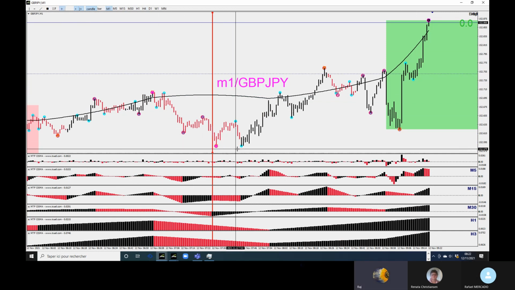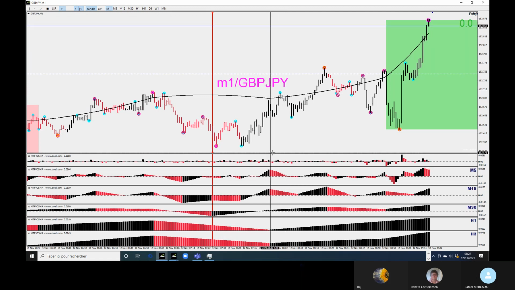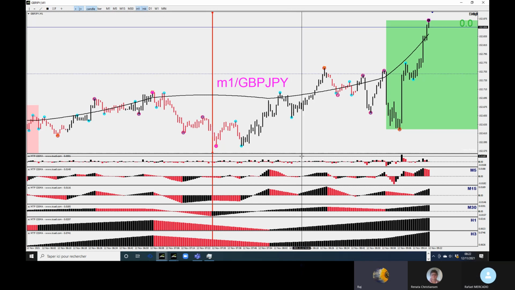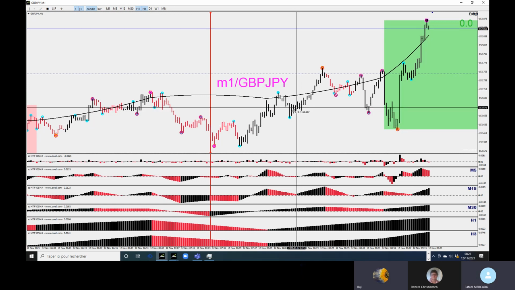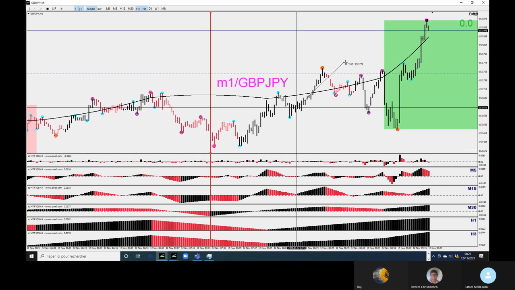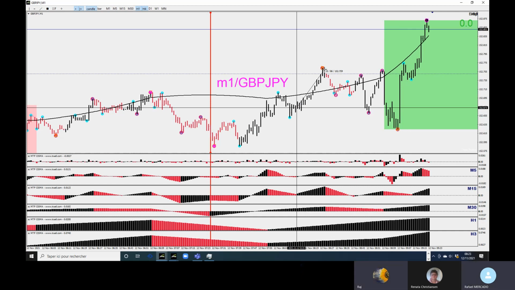Where's your entry on the 1 minute? Look at the retrace. 1 ball retrace. Yeah, here. Now that's your first entry. You go to the 3 ball on that. How many pips is that? To the 3 ball is 8 pips. So you got 8 pips.